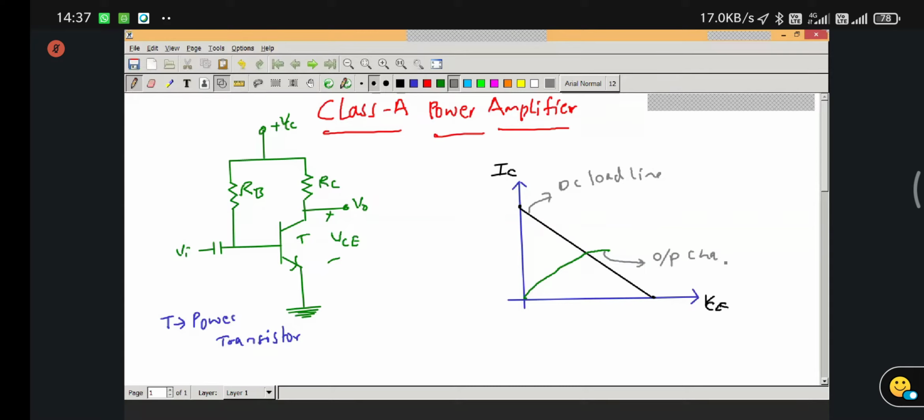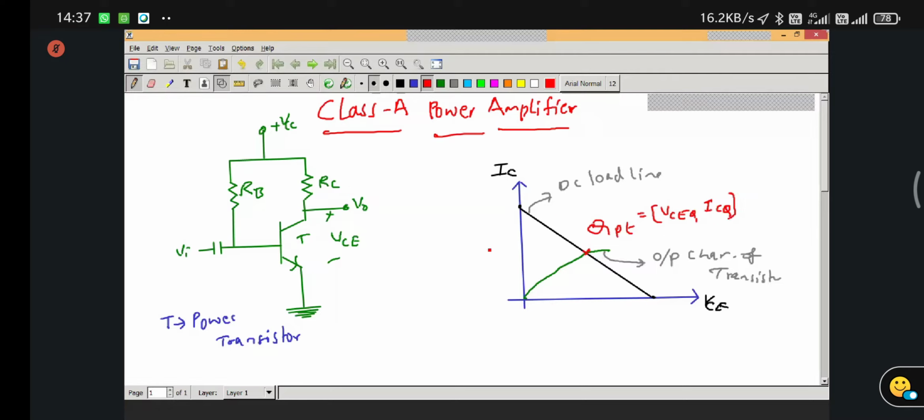Output characteristics of the transistor, and this point is called what? The intersection of the output characteristics and the DC load line is called the Q point, or operating point, or quiescent point. And this is given by VCEQ on the x-axis and ICQ on the y-axis.